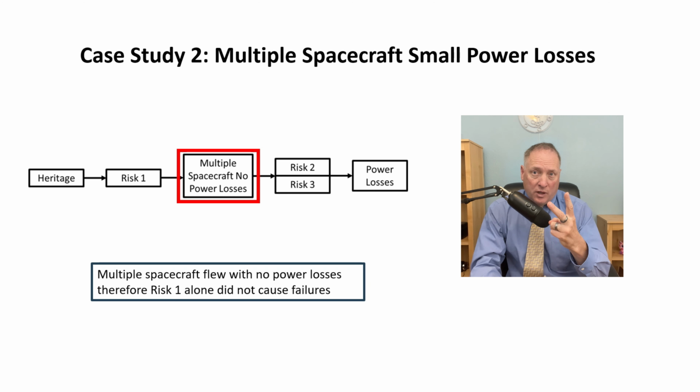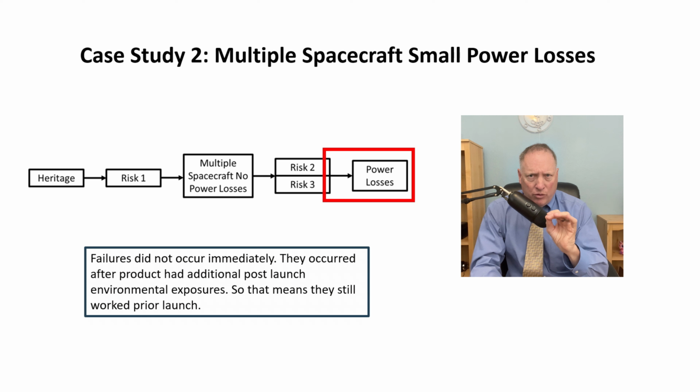Observation 2. Failures were not immediate. It took additional space environmental exposure before the product failures appeared. That means they still worked on the ground, which would have made detecting the compromised product difficult.